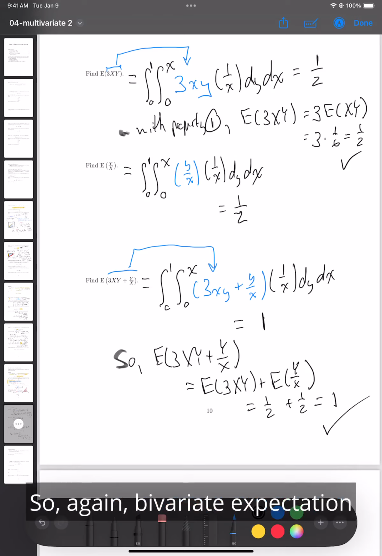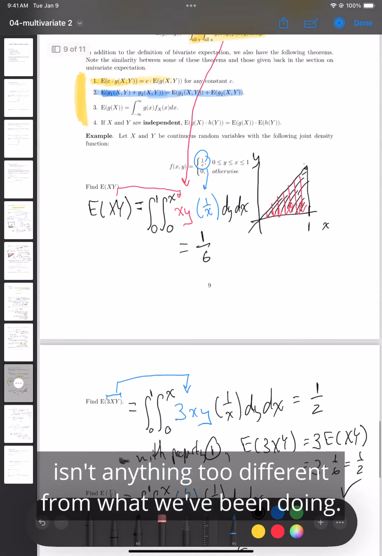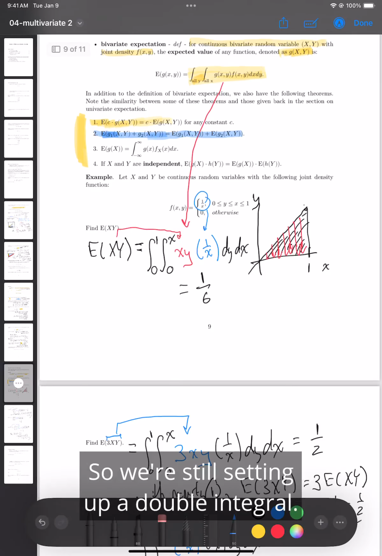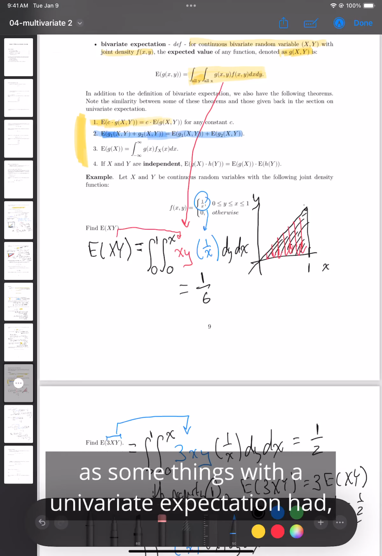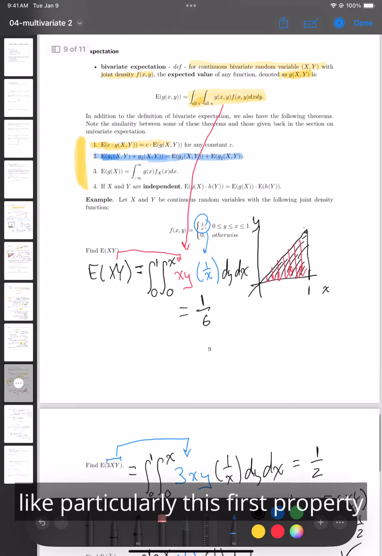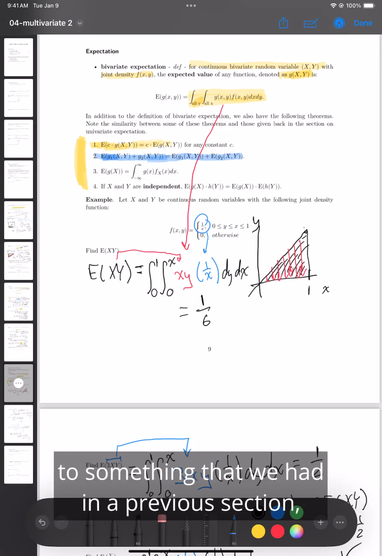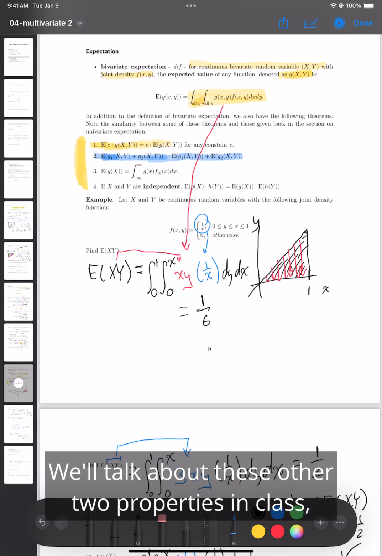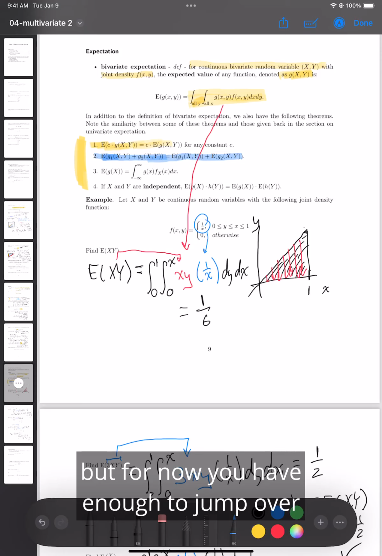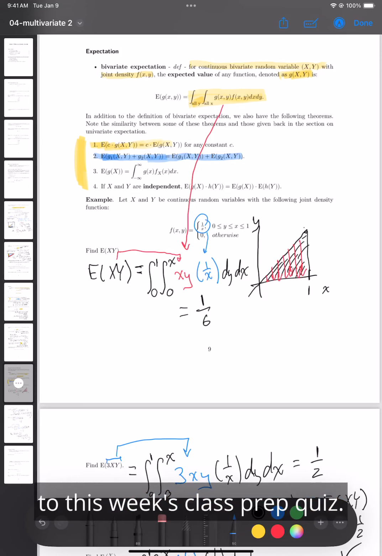So again, bivariate expectation isn't anything too different from what we've been doing. We're still setting up a double integral. It also has a lot of the same types of properties as univariate expectation had, particularly this first property about the constant, which looks similar to something that we had in a previous section, which is really nice. We'll talk about these other two properties in class, but for now you have enough to jump over to this week's class prep quiz.